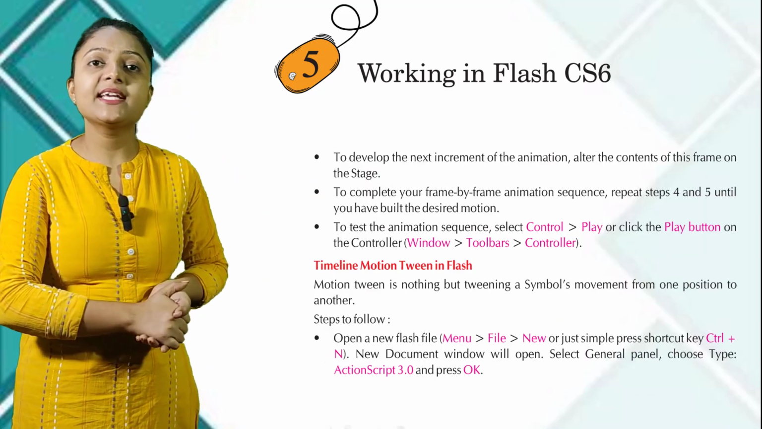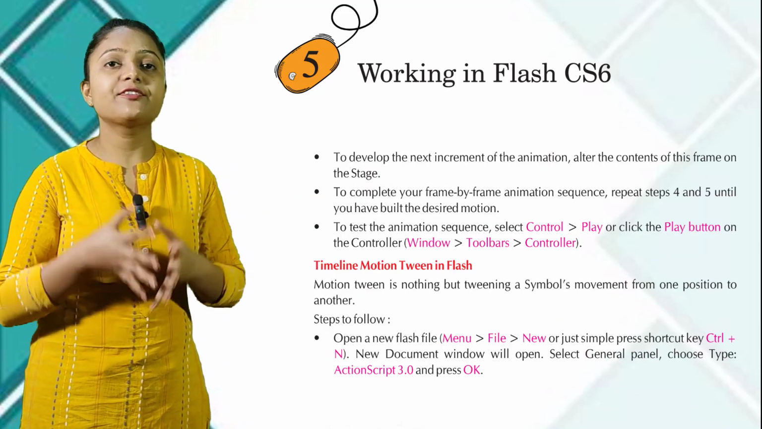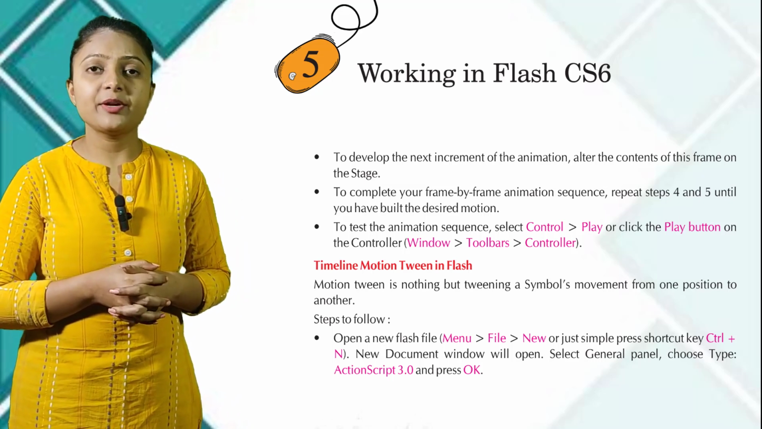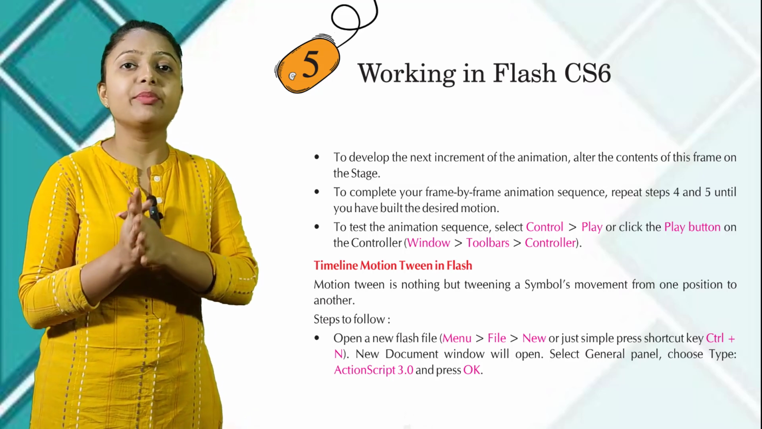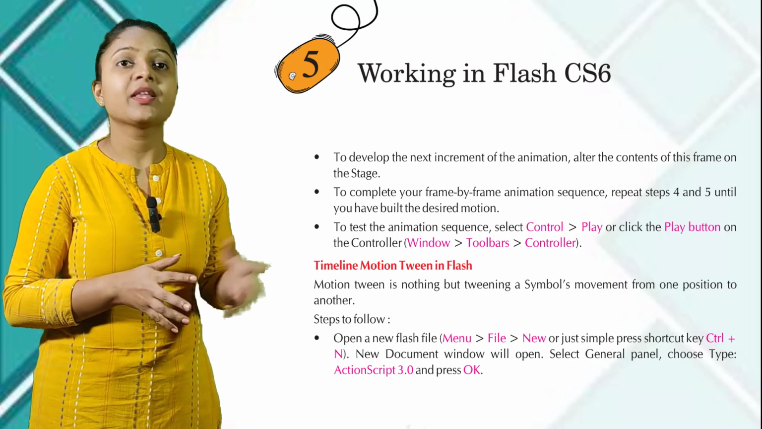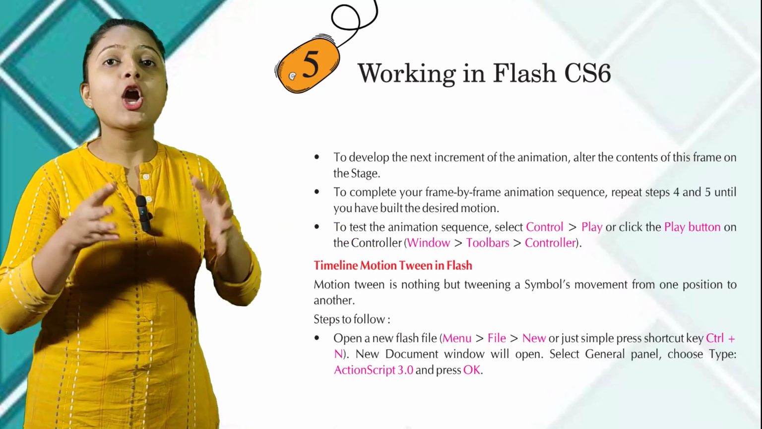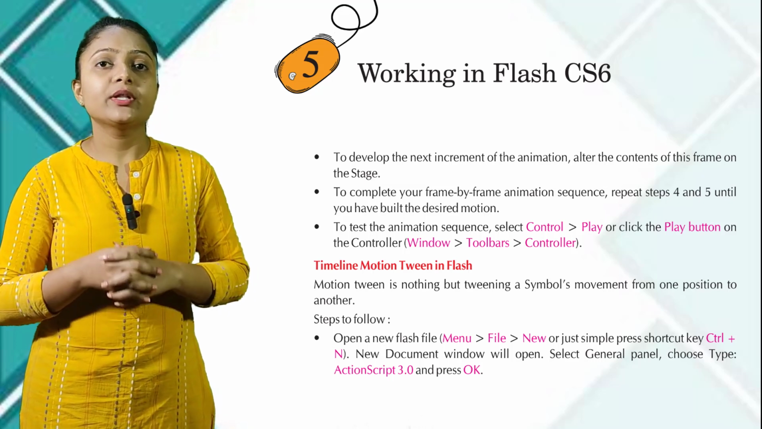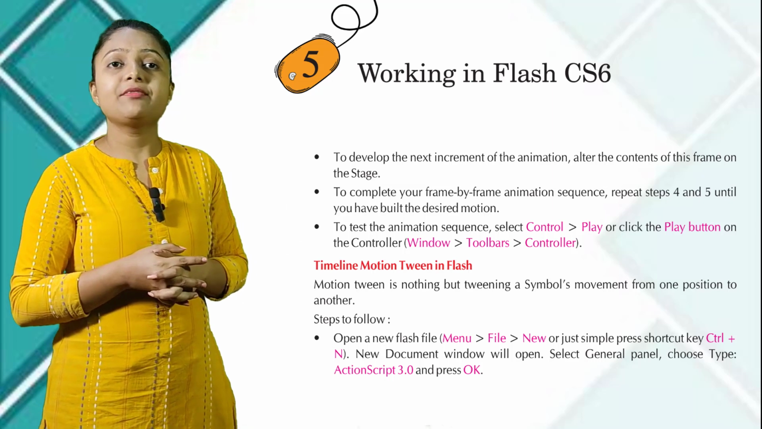To develop the next increment of the animation, alter the content of this frame on the stage. To complete your frame by frame animation sequence, repeat steps 4 and 5 until you have built the desired motion. To test the animation sequence, select Control, then Play, or click the play button on the Controller, under Window, then Toolbars, then Controller.